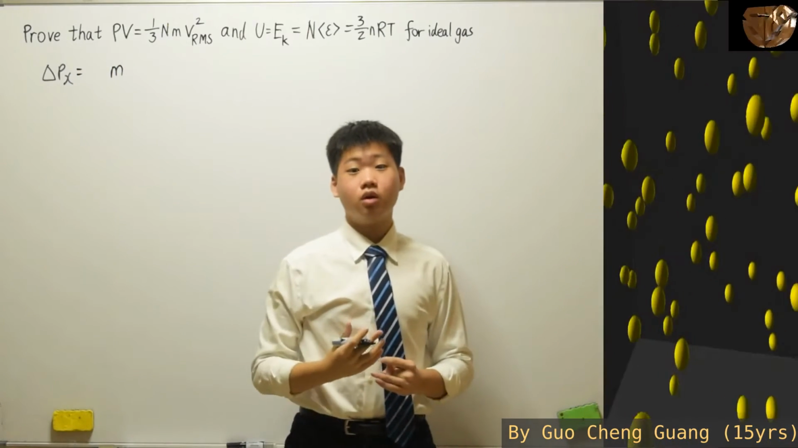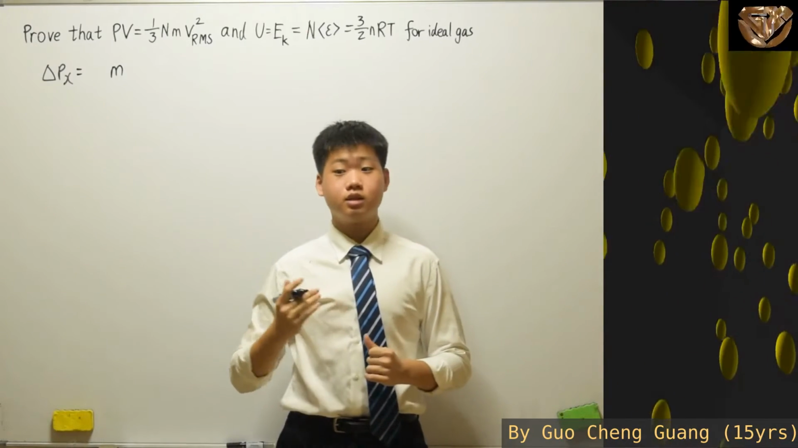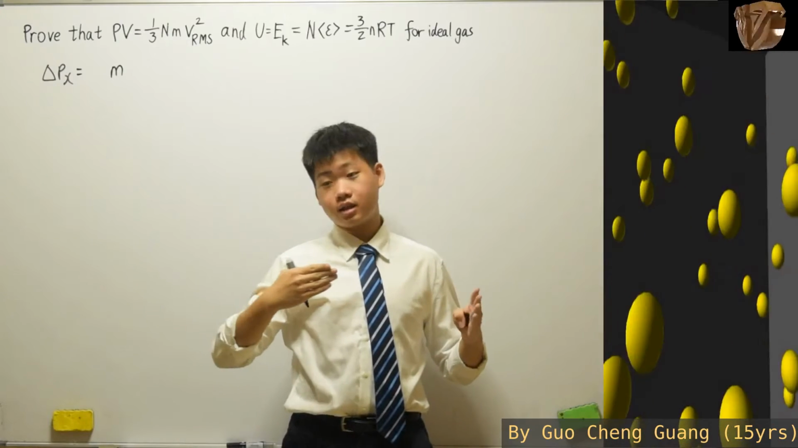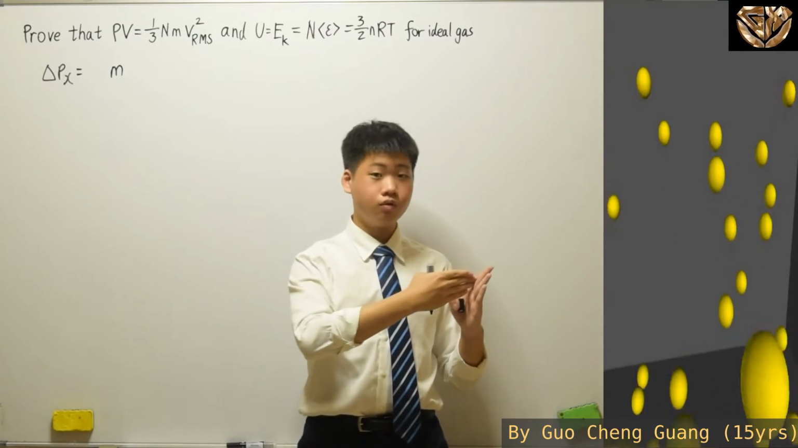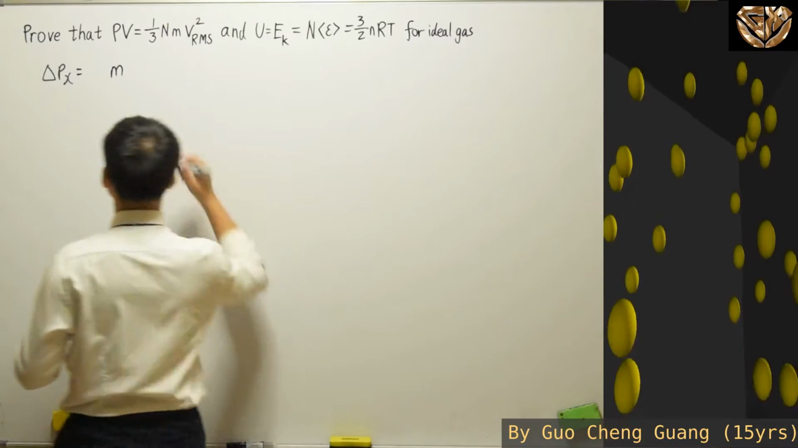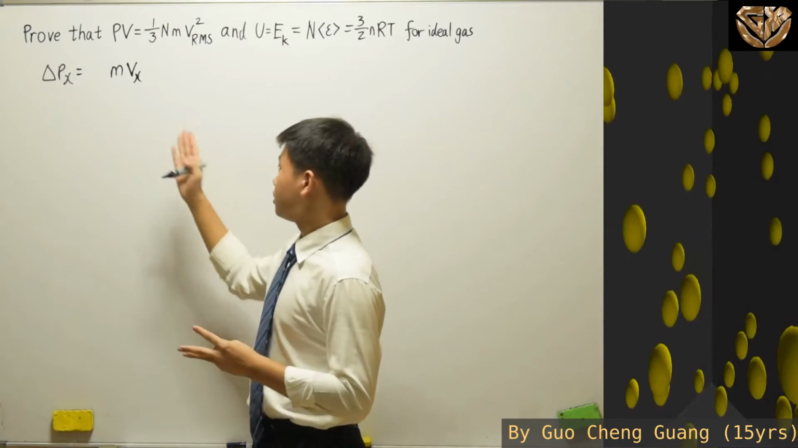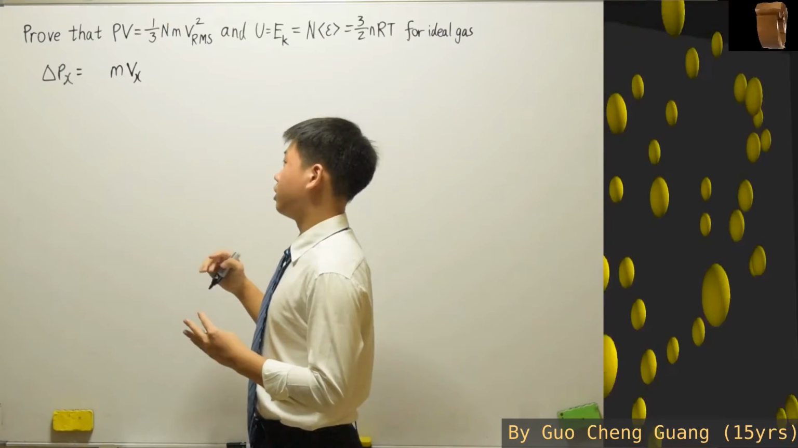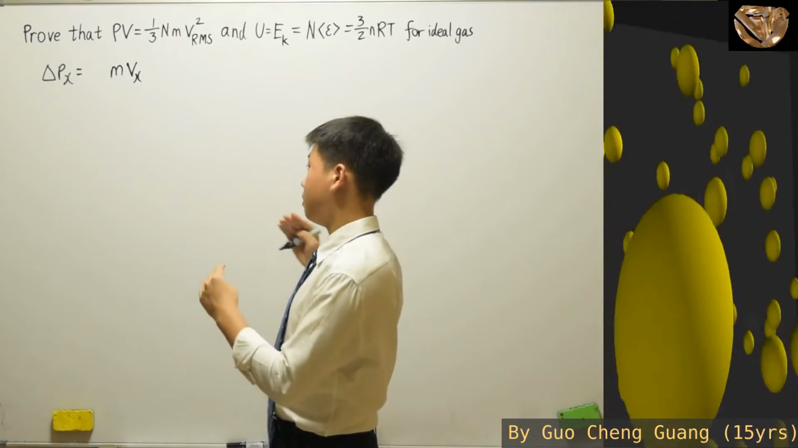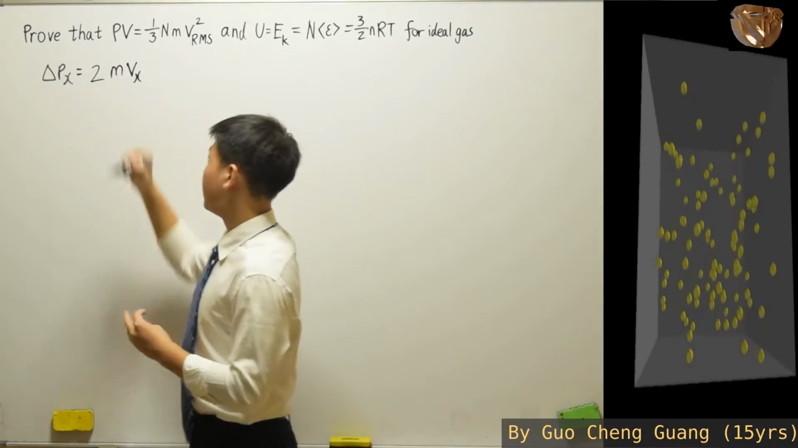So what would the v be? Now the v, since you're moving along the x-axis in order to collide with the wall, that means you would be using vx, alright? But this happens if it is just mvx, then it collides with the wall and stops. But since it bounces back with the same speed, you would multiply this by 2.